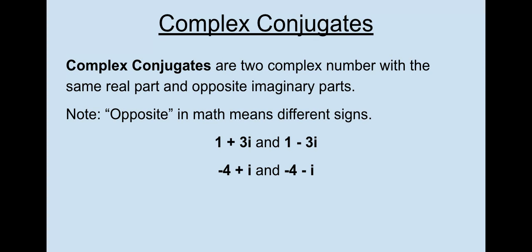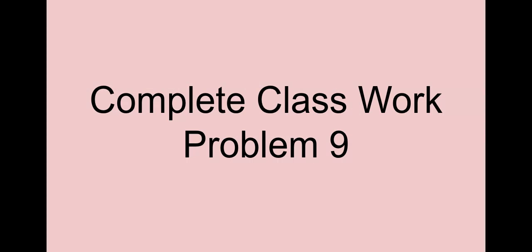So negative 4 plus i and negative 4 minus i are complex conjugates, because the real part is the same, negative 4, and then the imaginary part changes sign. And even something like this, i and negative i, these are complex conjugates. It just turns out that the real part is 0. That's okay. We call this purely imaginary. So when the i is the only part of the complex number, it's called purely imaginary. Likewise, if the real part is the only part, then it's called a purely real number. Okay, so why don't you stop this and do classwork problem number 9.